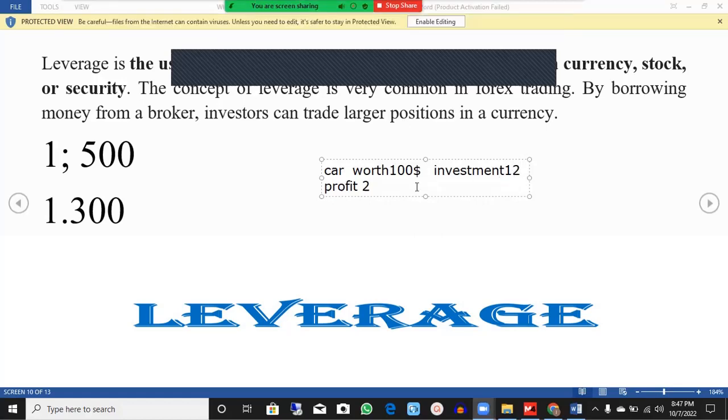Remember, the car is worth $100. They are allowing you to drive a car worth $100 with just $10. So it's like saying you have $10 in your equity, but your opening position, okay, let me change this to 1,000 so that it will make sense.